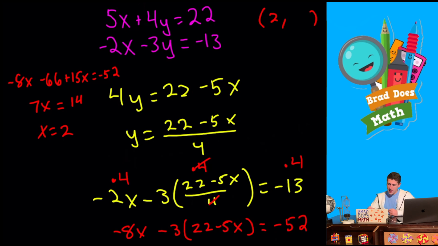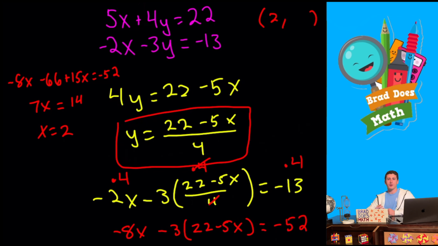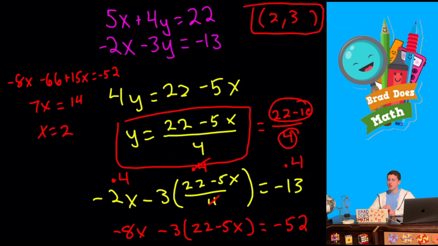I will plug that back into this equation. You can really plug it in anywhere. You don't need to plug into any specific equation, just as long as it has an x and a y, you can plug x equals 2 into whatever you want. So y equals 22 minus 5x over 4, which is just 22 minus 5 times 2 over 4. And that's 12 over 4, which is 3. And again, you can check this answer by plugging it into the original equations.